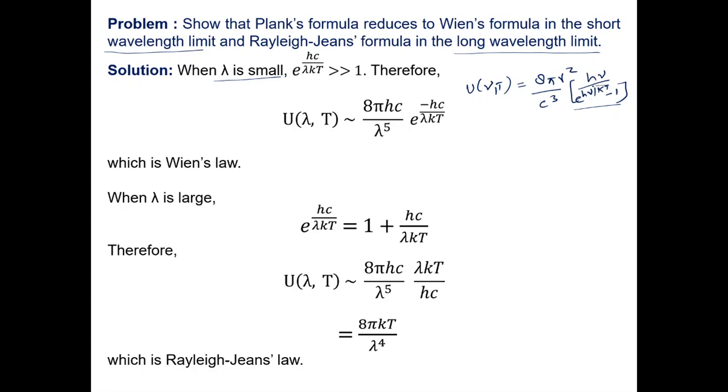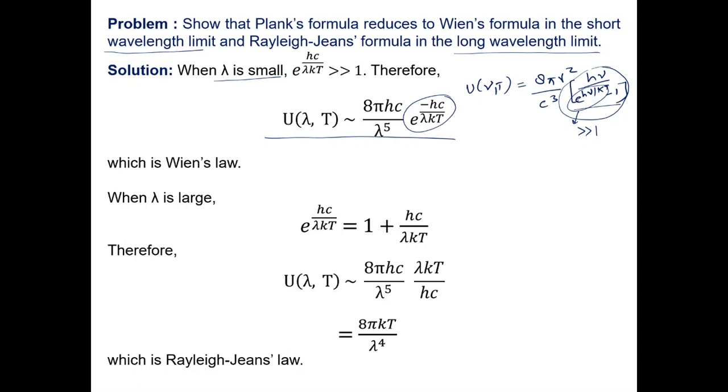So this is going to be greater than 1. So the second half of this equation, which is this part, will get converted to this, right, times h nu. Now if you see, this is very similar to the Wien's law.